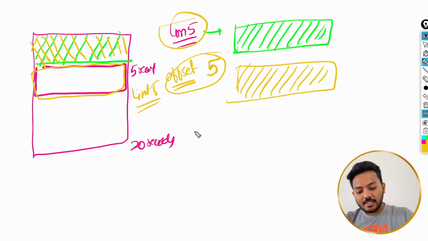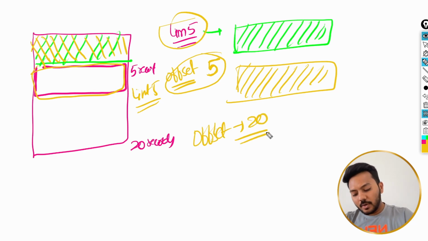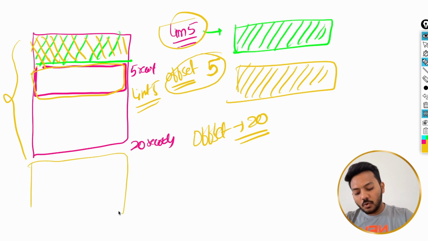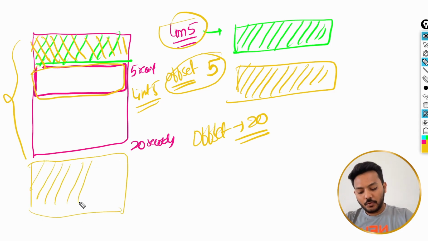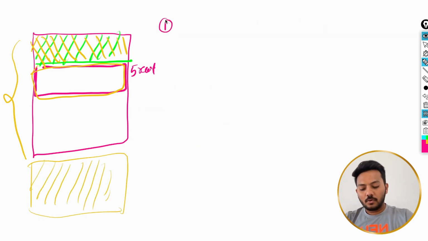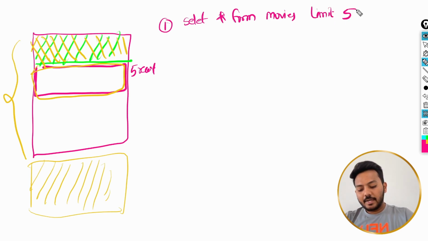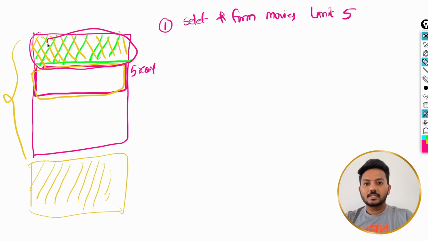So what if I say offset 20? So it is going to neglect the first 20 records of your table, and it is going to get me the next details of your table. So in the first scenario, I will say select star from movies. I will say limit 5. So it is going to get me the top 5 records, that is clear.